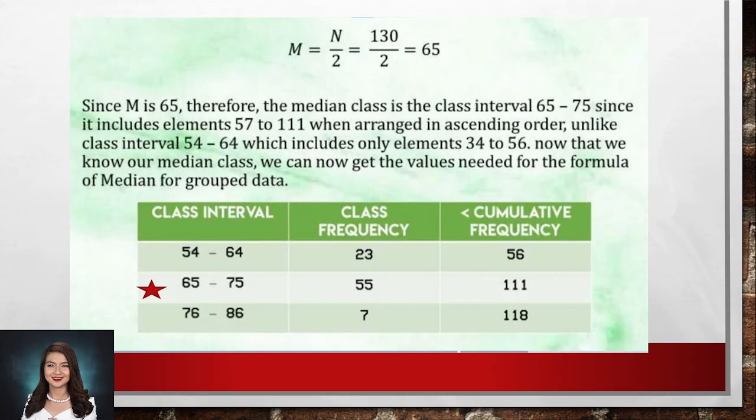No, it's not. Punta tayo sa column ng cumulative frequency. I-check natin kung saan magpo-fall ang 65. Is it sa group ba ng 54 to 64? So, sa group ng 54 to 64, andoon ang 56. So, yung 56 na less than cumulative frequency, hindi siya pwede sa ating median class. So, yung 65 natin, magpo-fall siya sa group ng from 65 to 75 dahil naka-include dyan yung 65 sa 111.